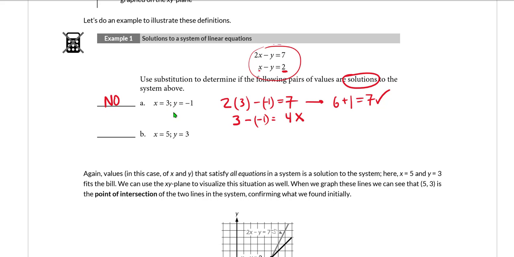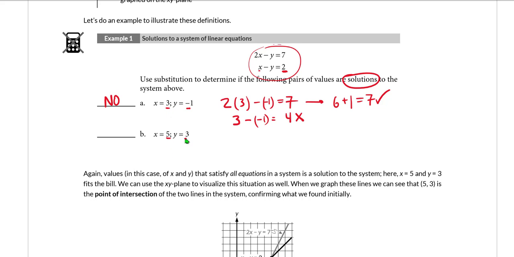So the pair of values 3, negative 1 do not work for this system. They do not satisfy this system. So 3 and negative 1 is not a pair of values that is a solution to this system. System is not satisfied.